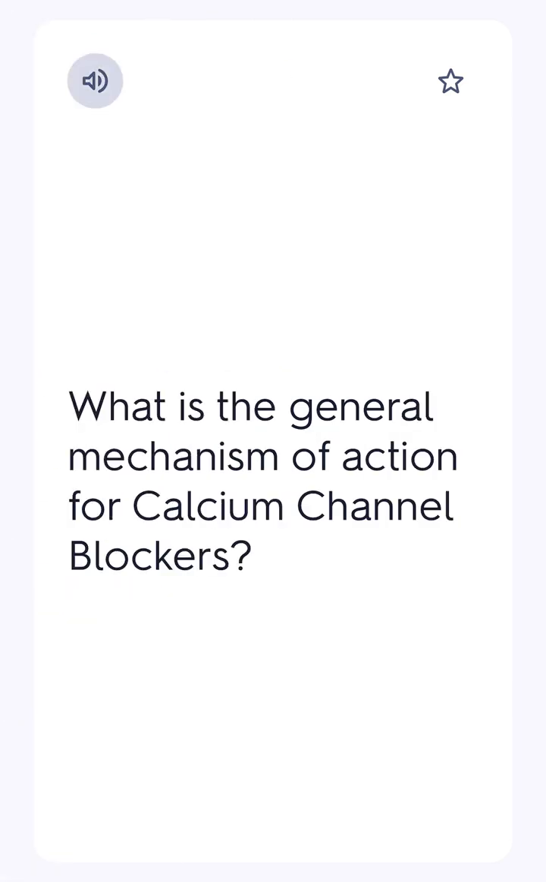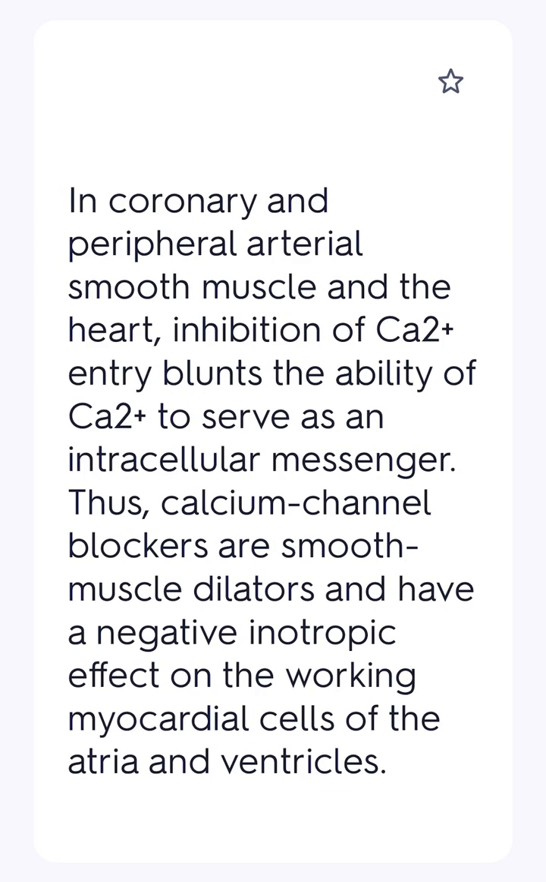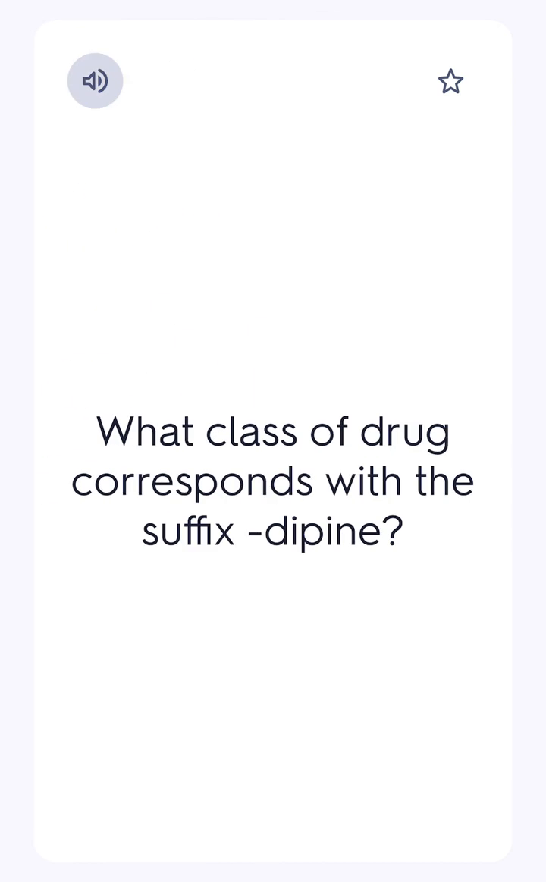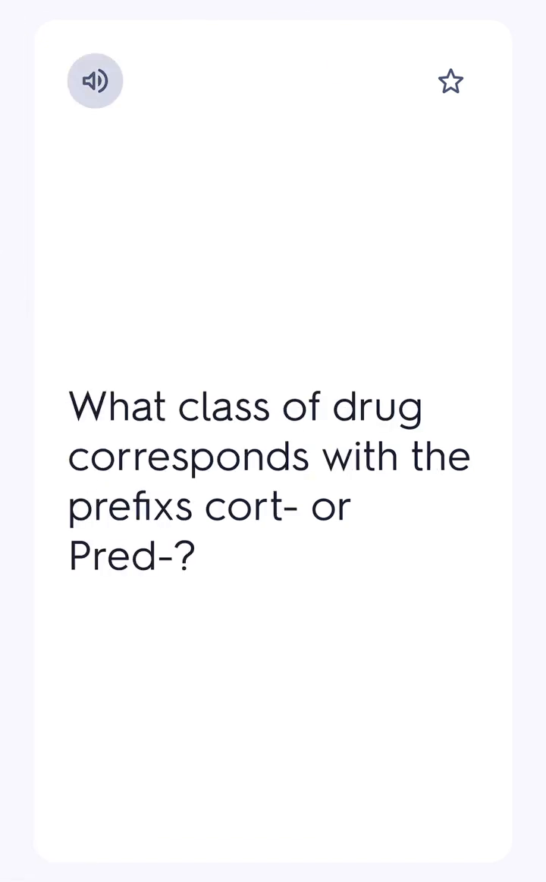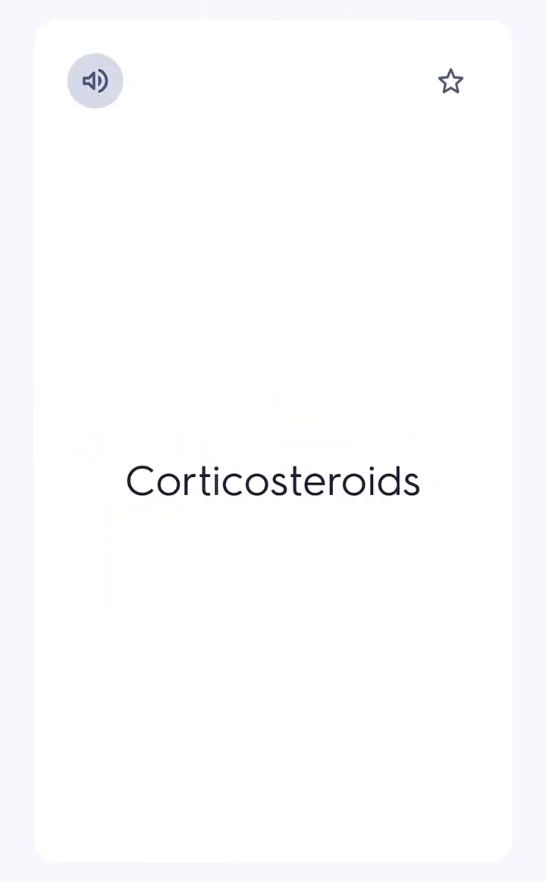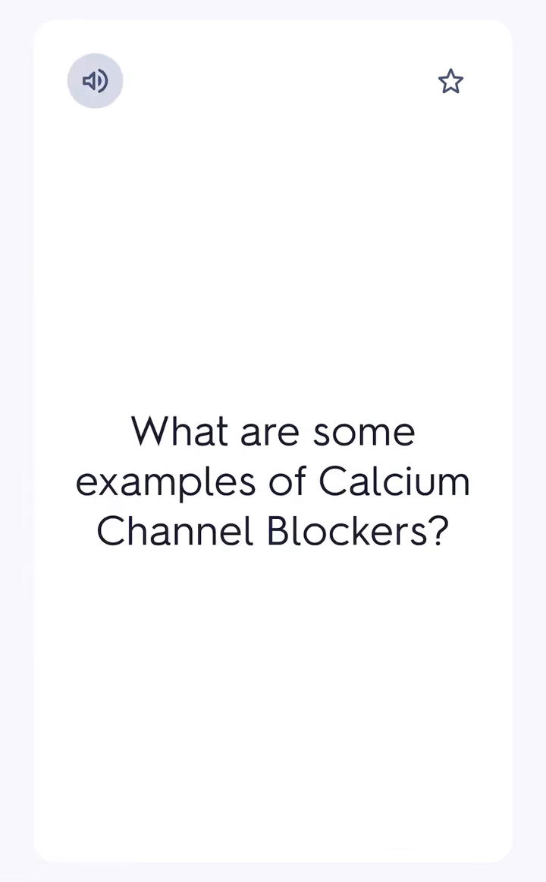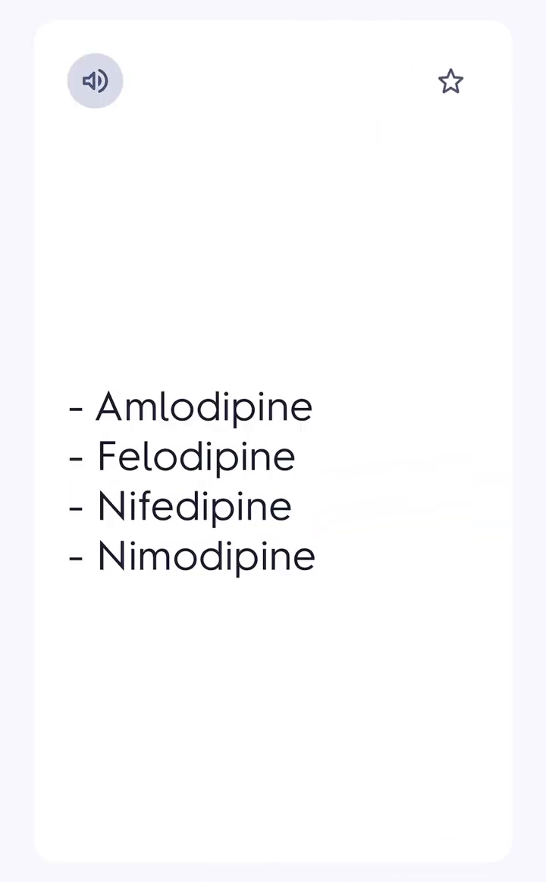What is the general mechanism of action for calcium channel blockers? What class of drug corresponds with the suffix -dipine? Calcium channel blockers. What class of drug corresponds with the prefixes cort- or cortico-? Corticosteroids. What are some examples of calcium channel blockers? Amlodipine, felodipine, nifedipine, nimodipine.